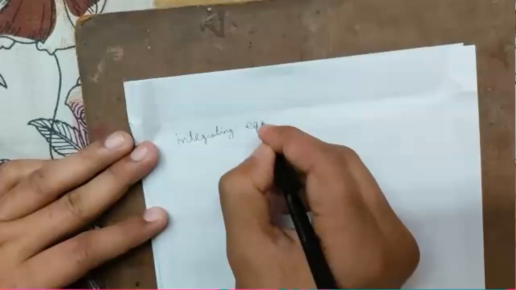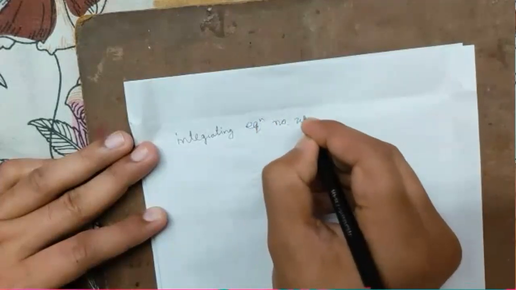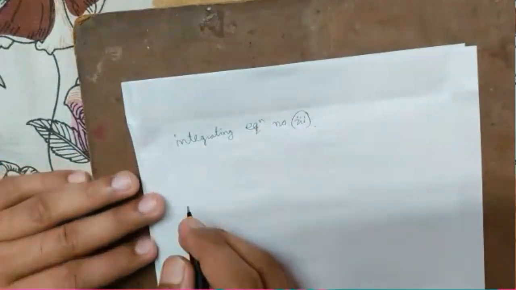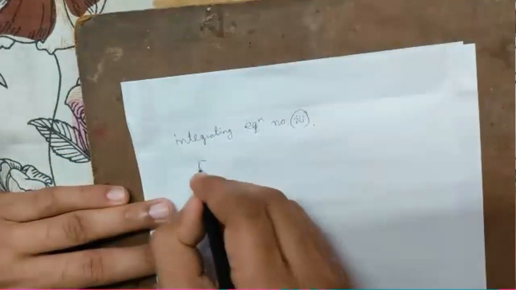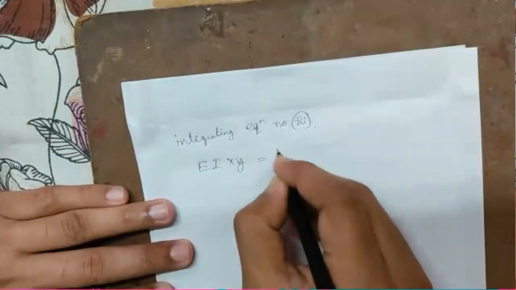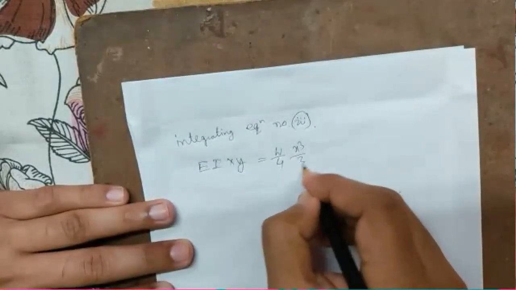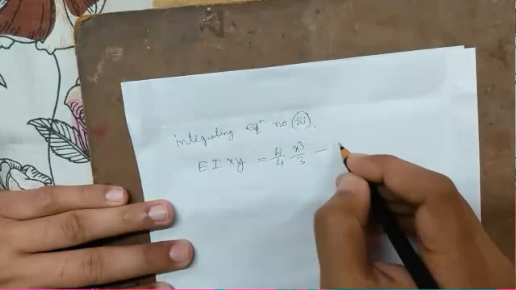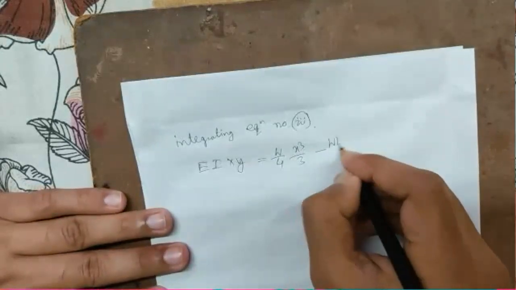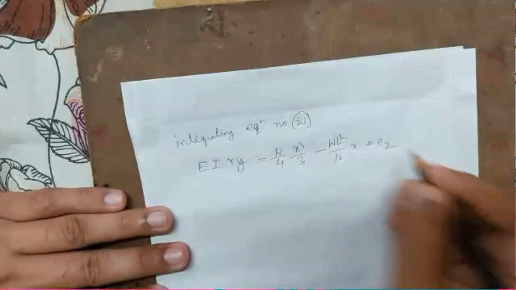Integrating equation number 3, we can write EI into y is equal to w by 4 into x cube by 3 minus wl square by 16x plus constant C2.